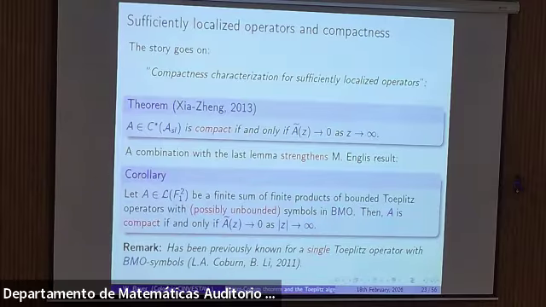This corollary has been known before, but only for a single Toeplitz operator with a BMO symbol. This is in a work by Coburn and Lee from 2011. So they just look at single operators. Here we allow finite products and finite sums. So it's a small extension, if you want.